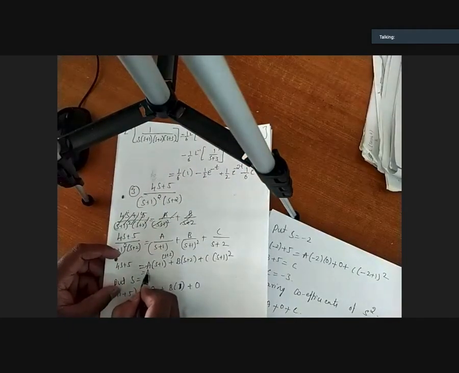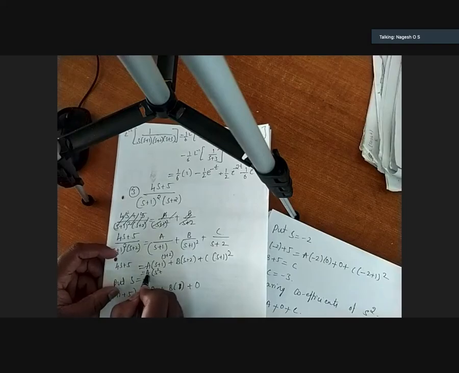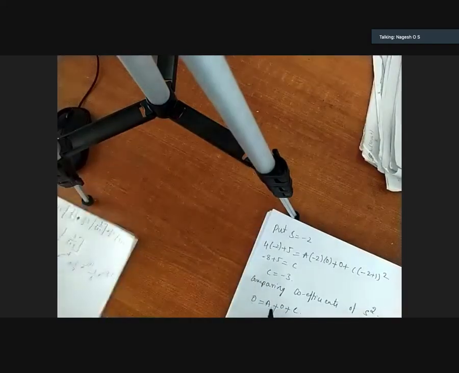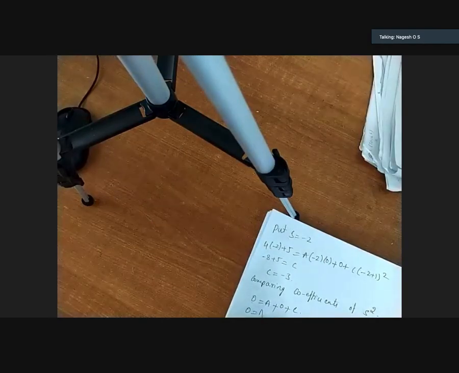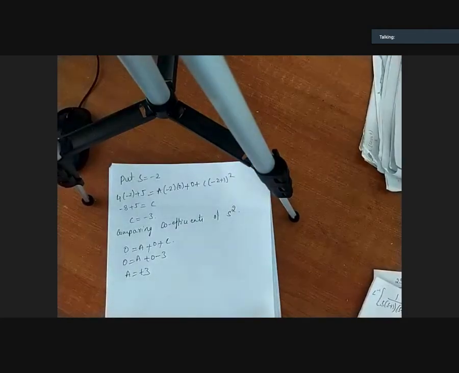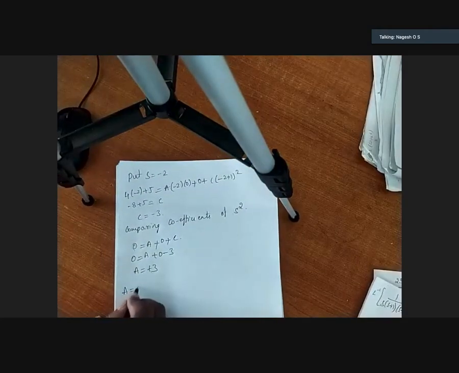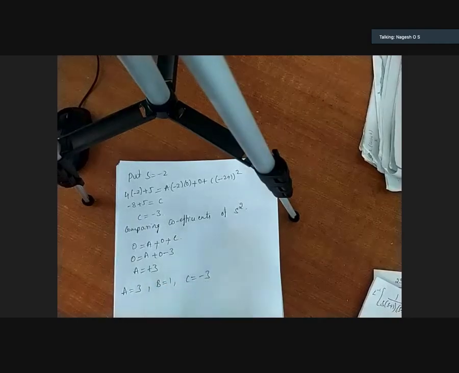Okay, if you multiply this, you will get A into S square, something like that. So what is the coefficient here? A. That's why A plus 0 plus C equals 0. What is the value of A? We don't know. Plus 0 minus 3, A equal to plus 3. So what are the values? A equal to 3, B equal to 1, C is equal to minus 3.